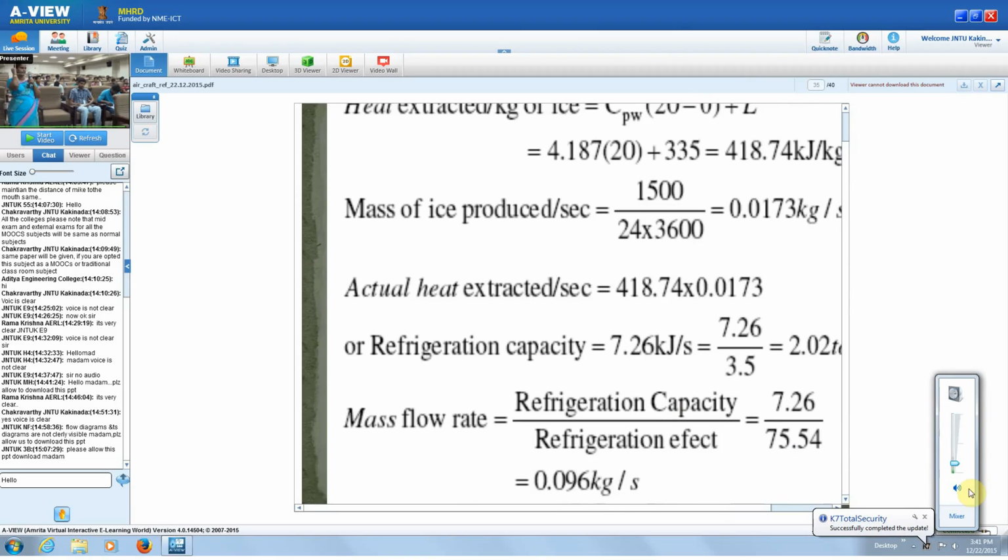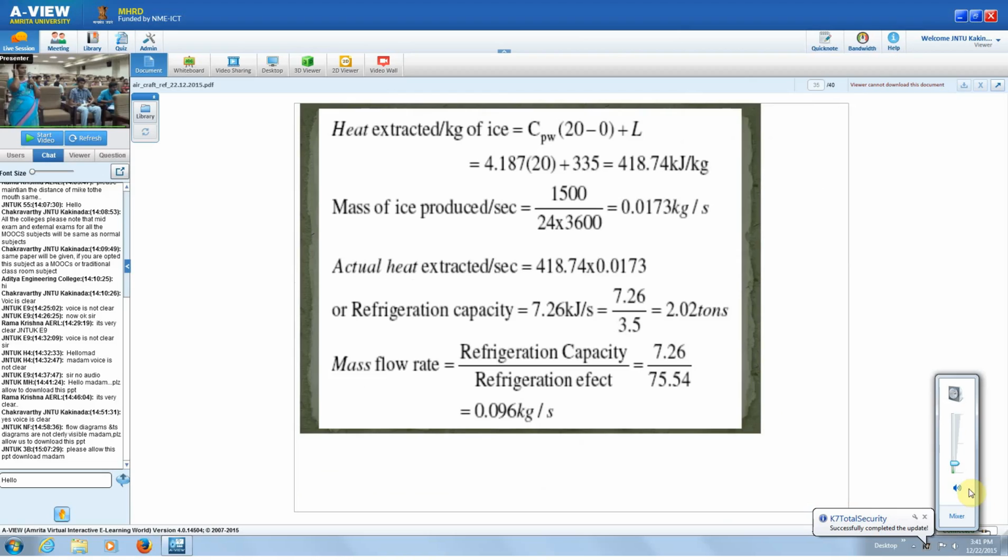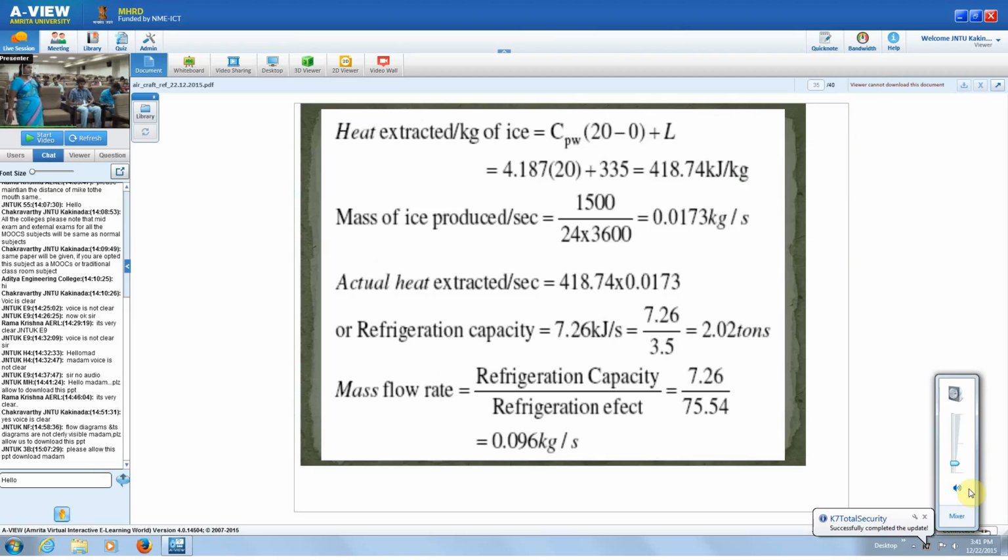So 1500 by 24 into 3600. We'll give this as the mass of the ice in kg per second. Then find out what is the actual heat to be extracted, that is M into H, or the refrigeration capacity. That is 7.26 kilojoules per second.